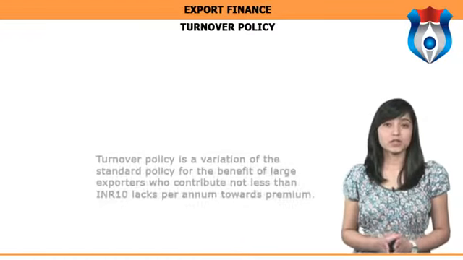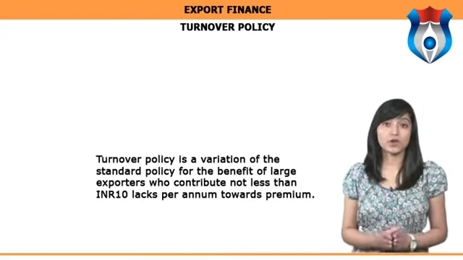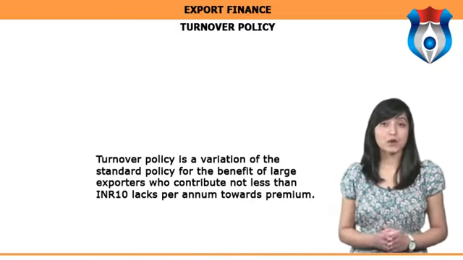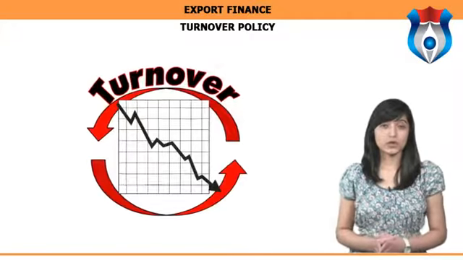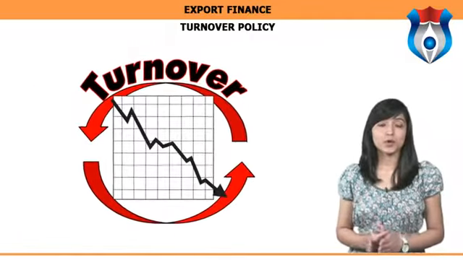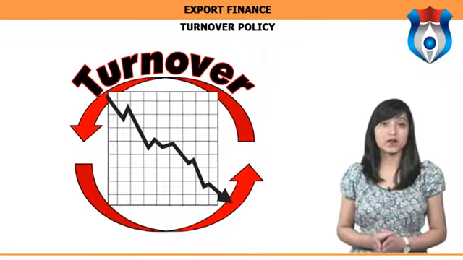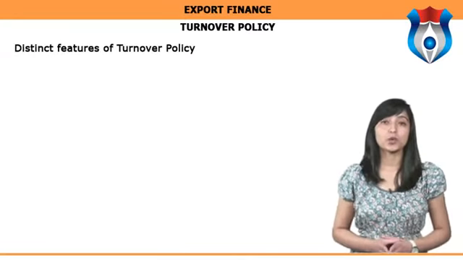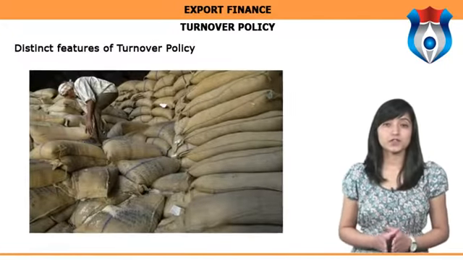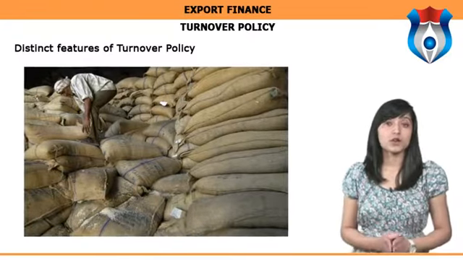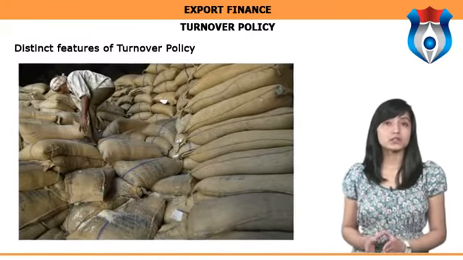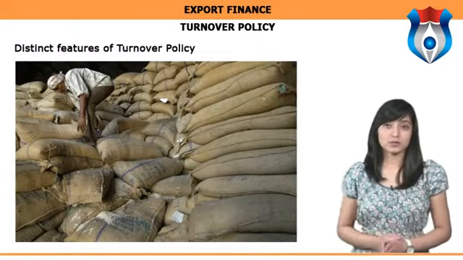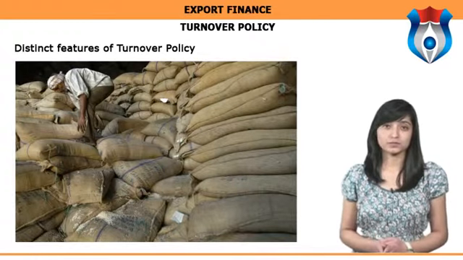Turnover policy is a variation of the standard policy for the benefit of large exporters who contribute not less than INR 10 lakhs per annum towards premium. Therefore, all the exporters who will pay a premium of INR 10 lakhs in a year are entitled to avail of it. Distinct features of turnover policy: the turnover policy envisages projection of the export turnover of the exporter for a year and the initial determination of the premium payable on that basis, subject to adjustment at the end of the year based on actual.